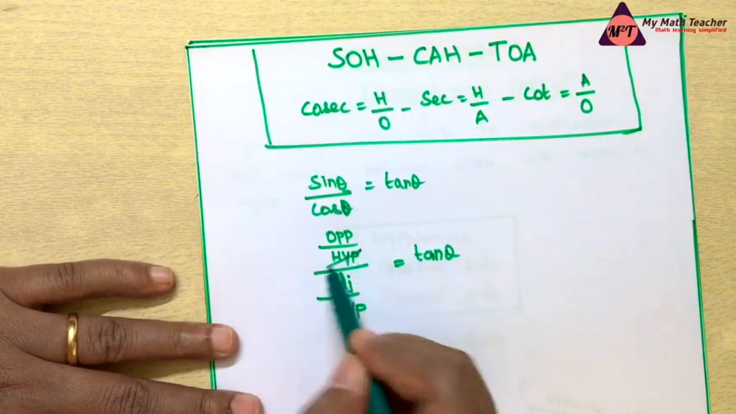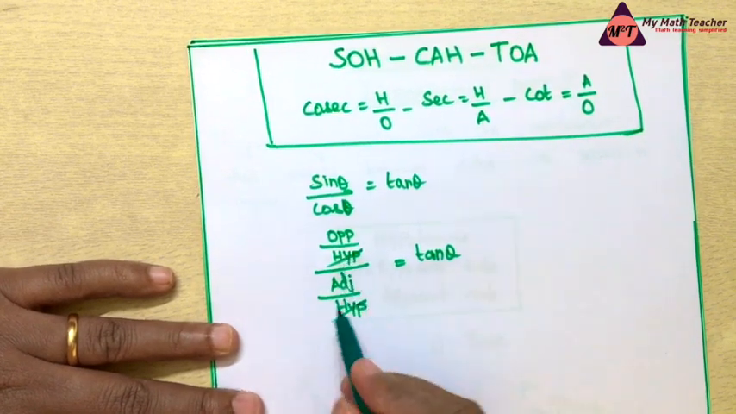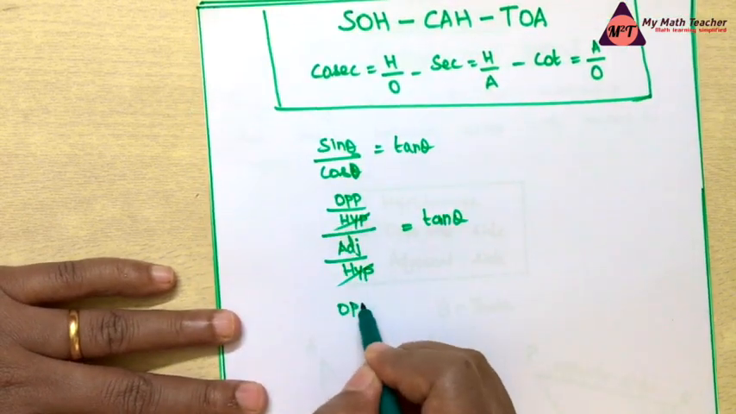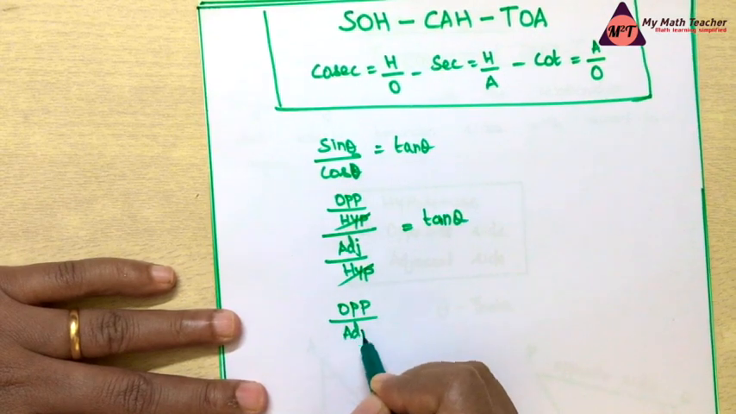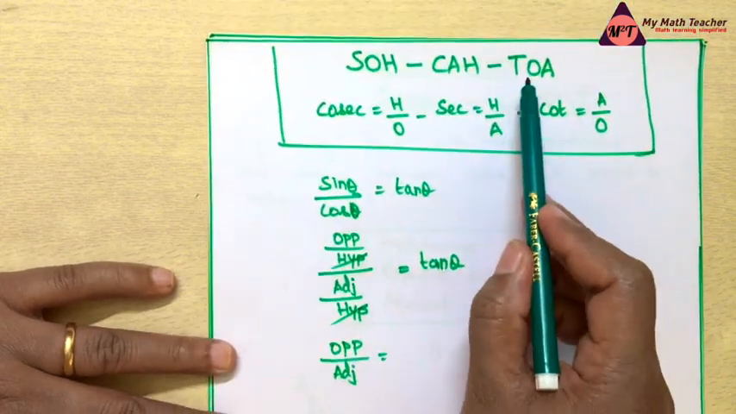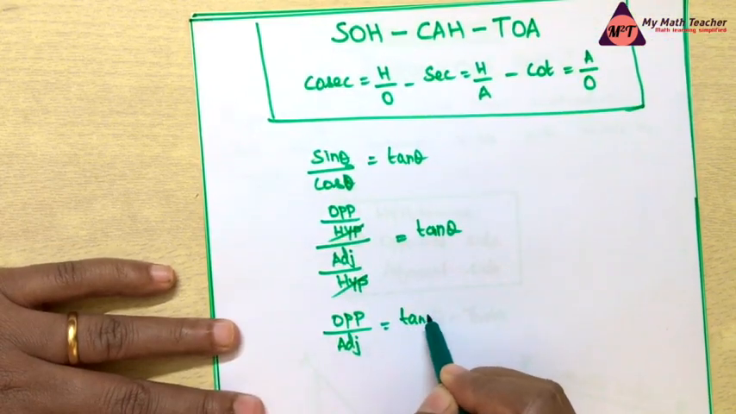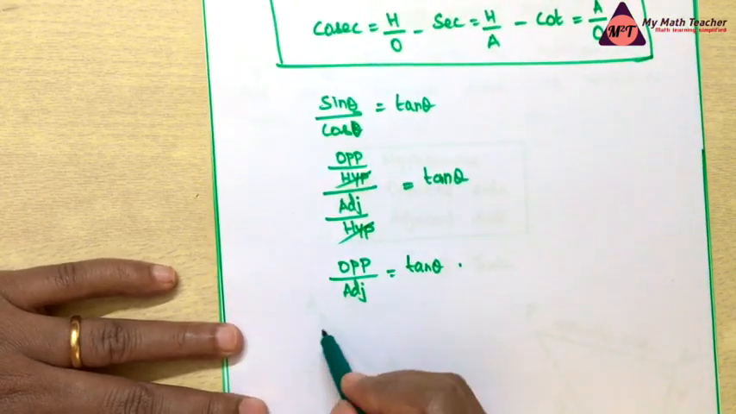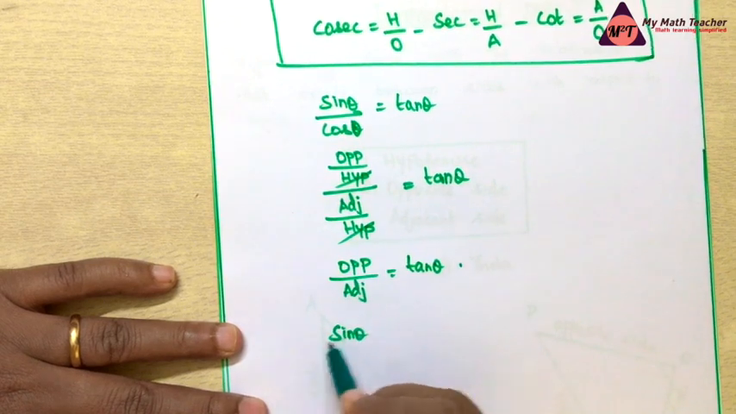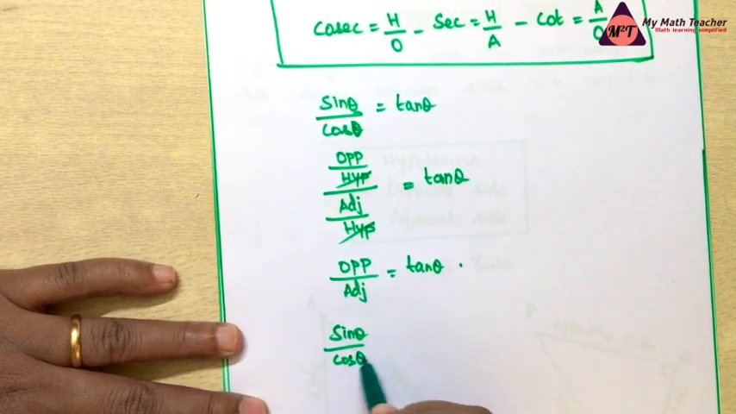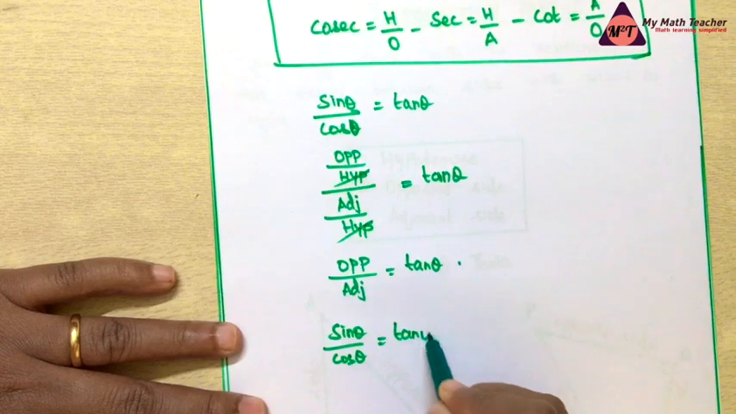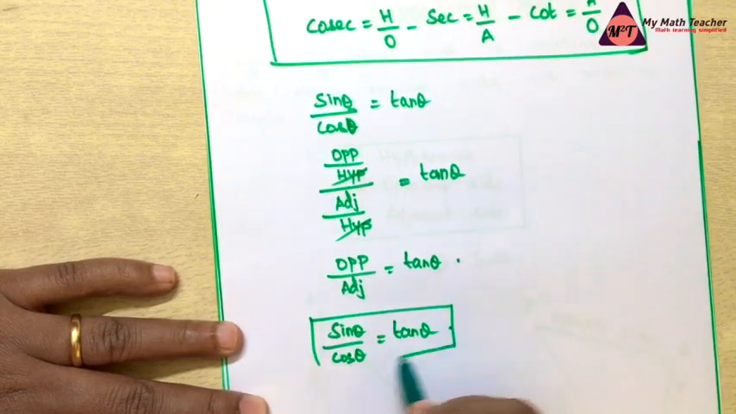When you divide, hypotenuse will get cancelled. Now what is the remaining? Opposite side by adjacent. Is that equal to tan theta? Yes. So we can come to the conclusion that sin theta by cos theta is always tan theta. This is the first one.